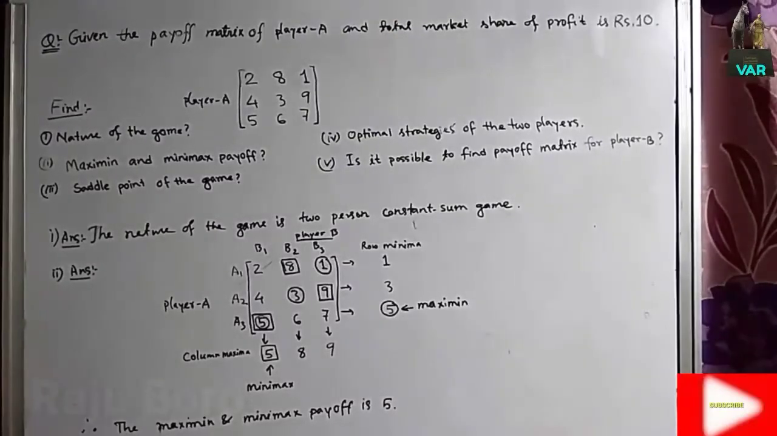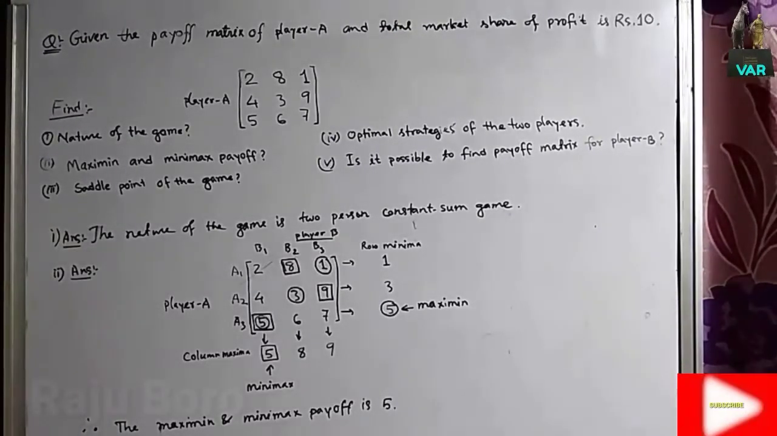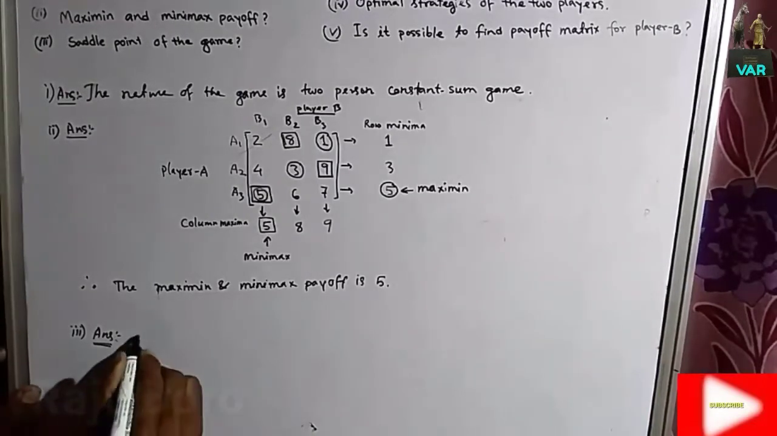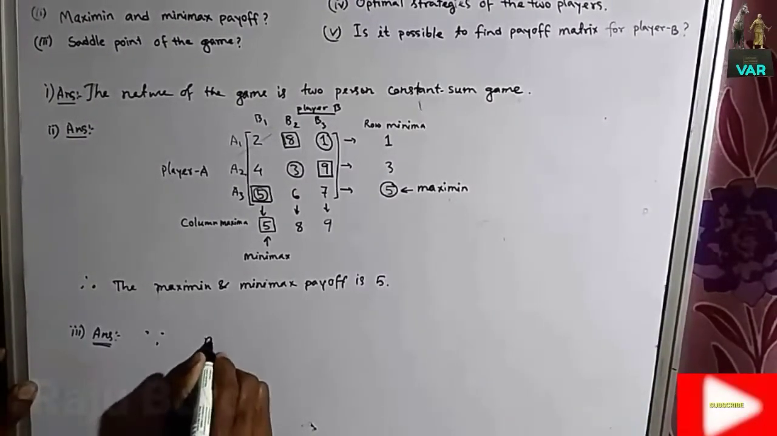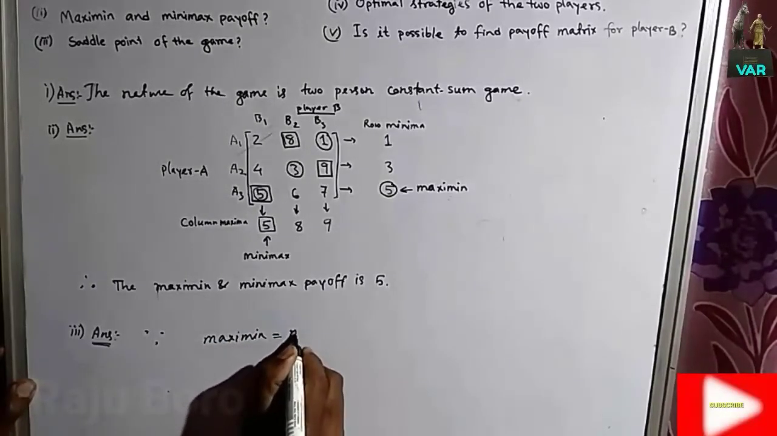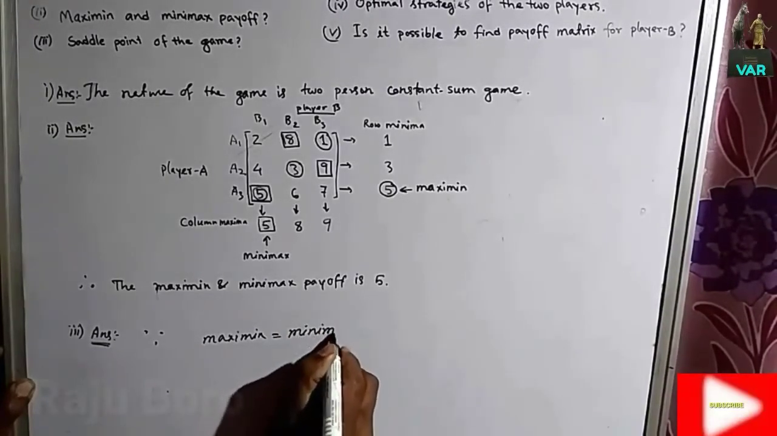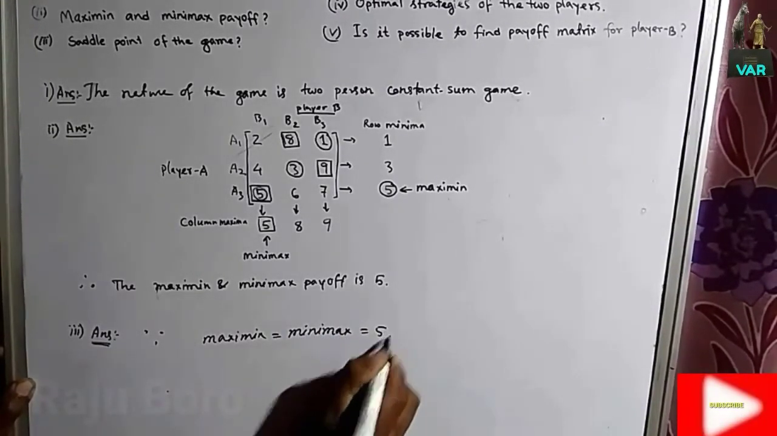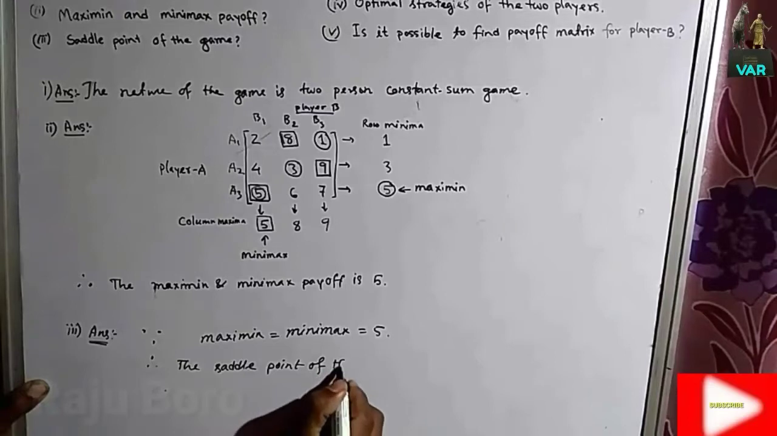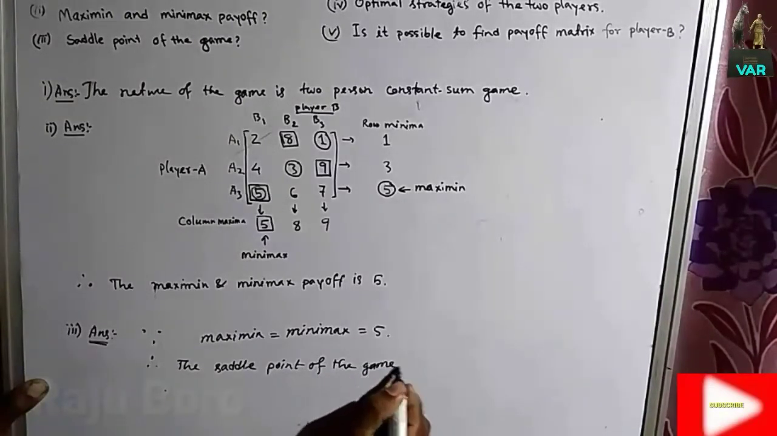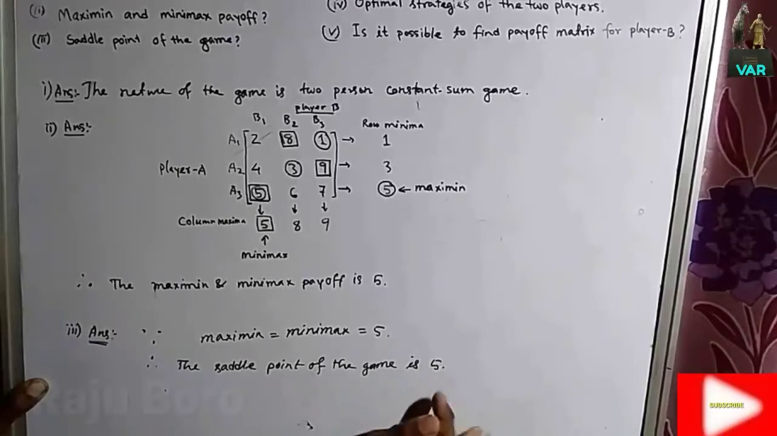The third question is we have to find out the saddle point of the game. Since maximin equals minimax equals 5, therefore the saddle point of the game is 5. So 5 is the saddle point in this game.